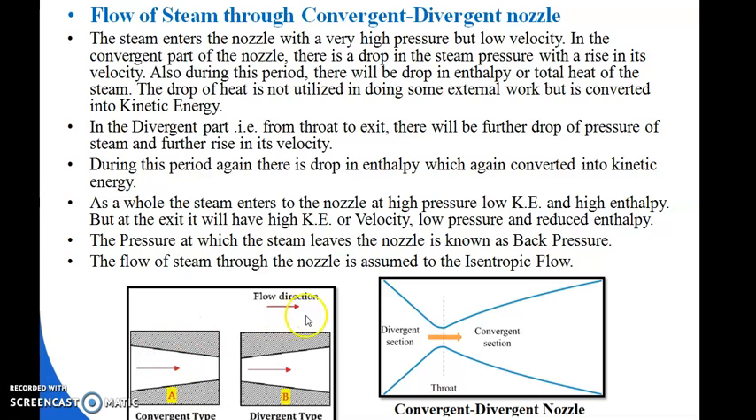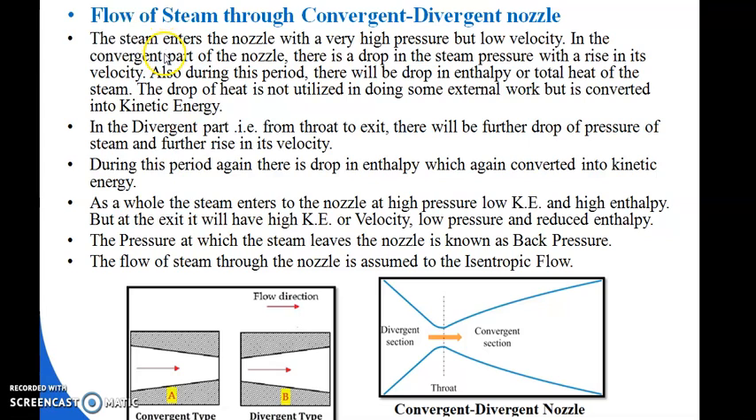You just see these three figures. This is a convergent nozzle, this is a divergent nozzle, and this is a convergent divergent type of nozzle. You see here, in the convergent nozzle, the cross section gradually decreases. In the divergent, the cross section gradually increases. In the convergent divergent nozzle, this is the convergent part, this is the divergent part, and this is the throat. There is a slight mistake here in the figure.